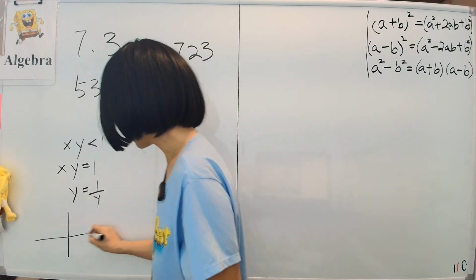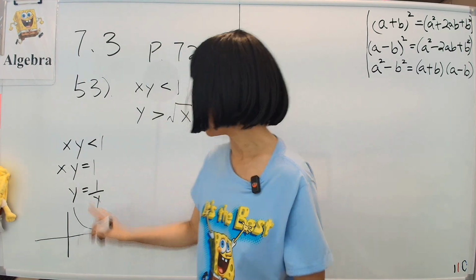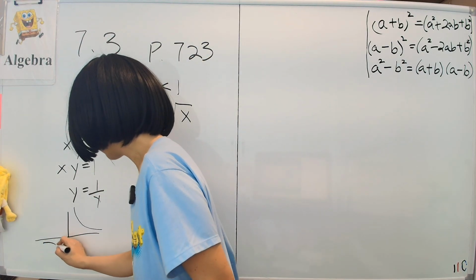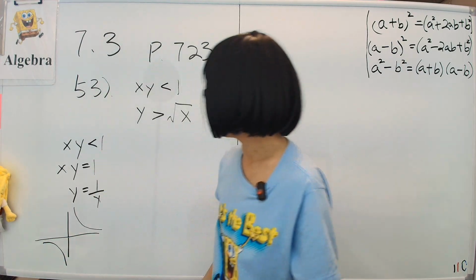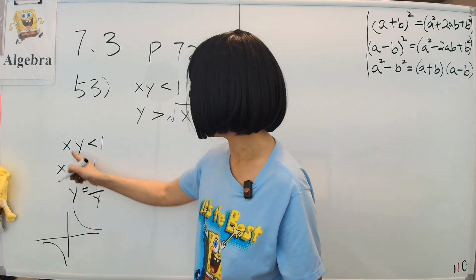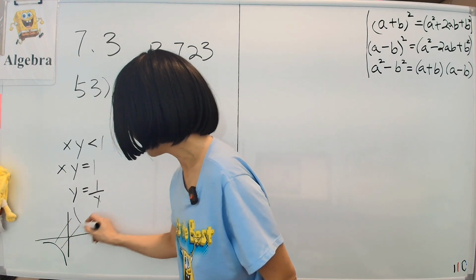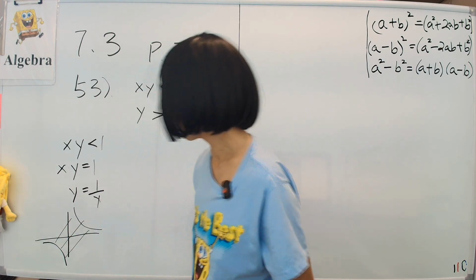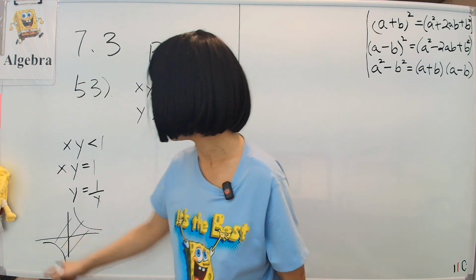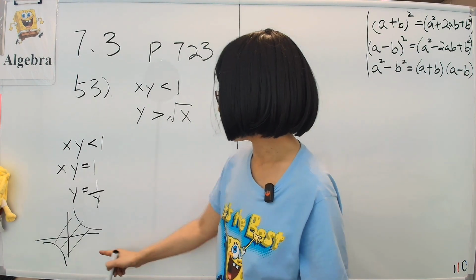like this. This is one of the graphs that you're supposed to memorize. y equal to 1 over x. The other side goes like this. And then when is it less than 1? Well, at 0, 0, 0 times 0 is less than 1. So any area in between here should work. And if it's out here or down there, it would not be less than 1. So that is that graph.